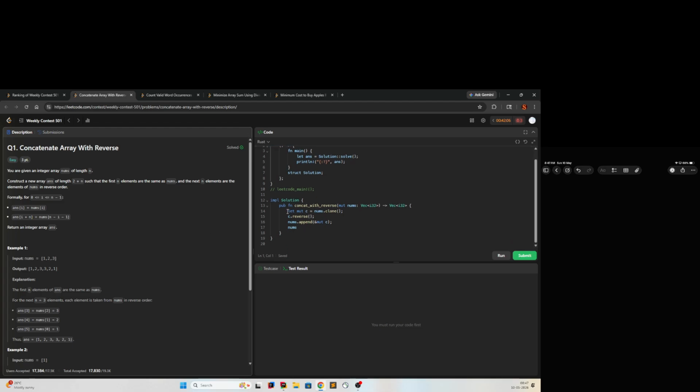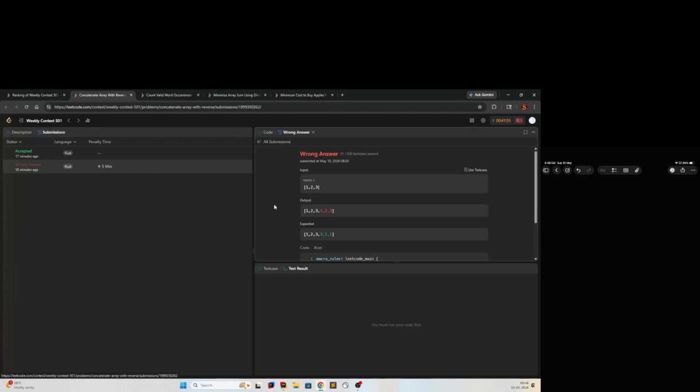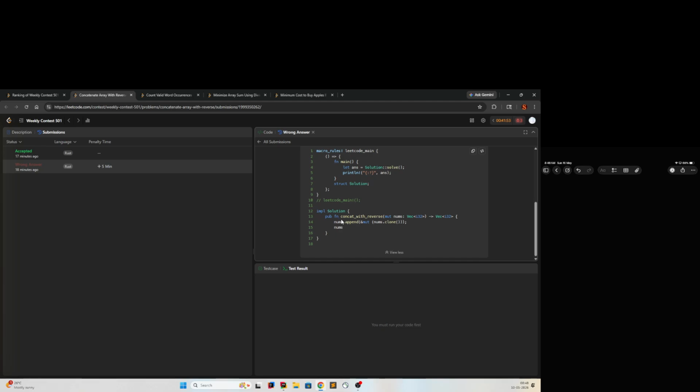I just did a clone and reverse, then pushed that value into the existing vector and then returned it. And I got a penalty because I didn't read the question properly and I didn't reverse the array. That's fine.